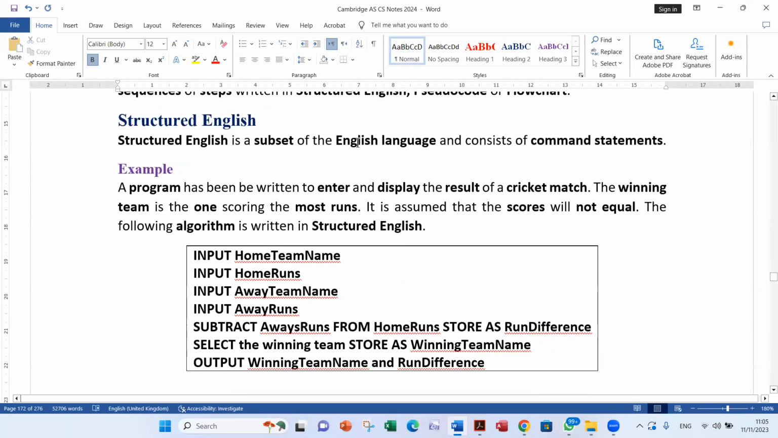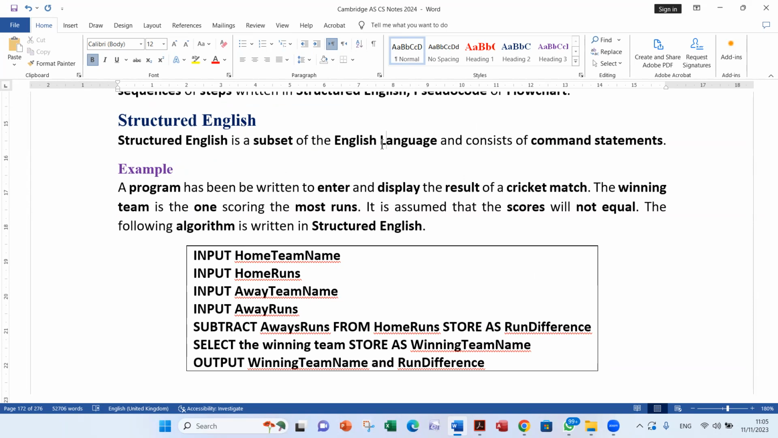Structured English is a subset of the English language. It's just English, okay? And consists of command statements. We make it look like commands, like go left, go right, move 5 steps, things like this. And it's not that you write it and then go and do it. No, no, no. We make it concise commands.